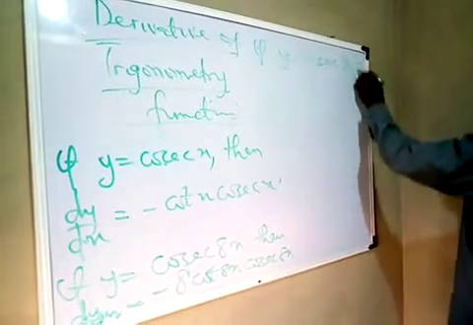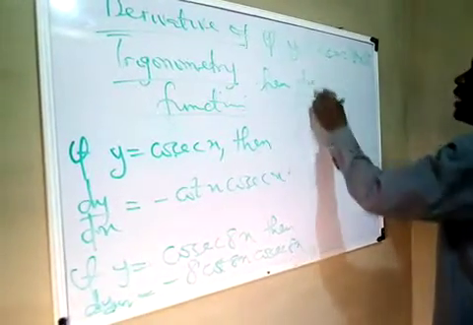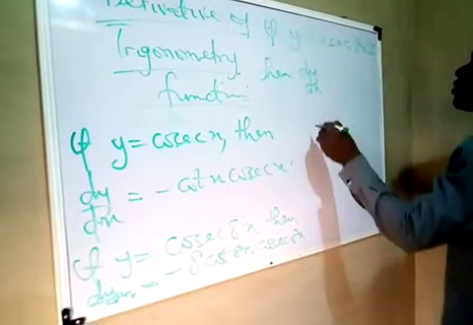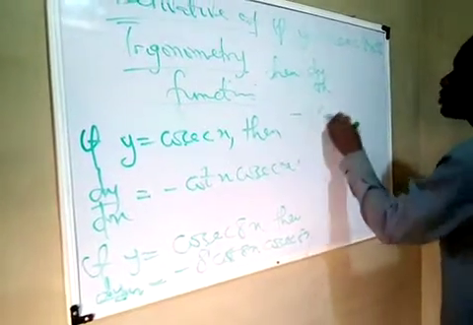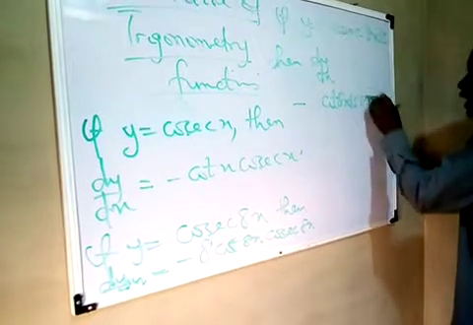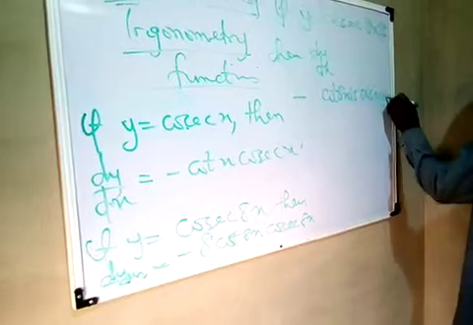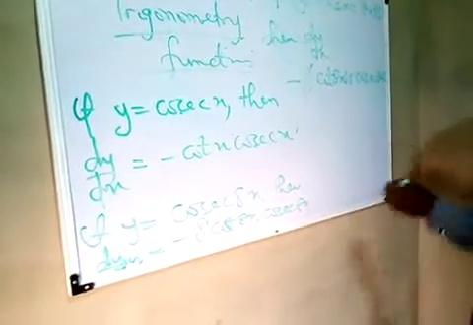If y equals cosec of 8x plus 5, then dy/dx will be minus cot 8x plus 5 cosec 8x plus 5. Now differentiate 8x plus 5, you have 8. That's what you are going to have.